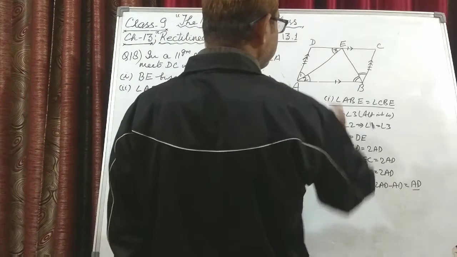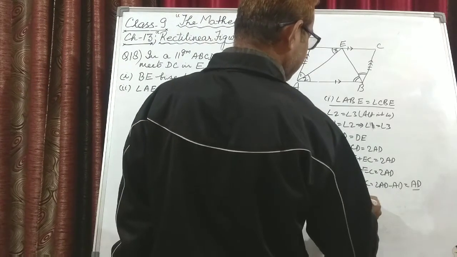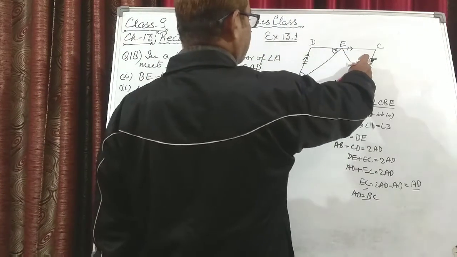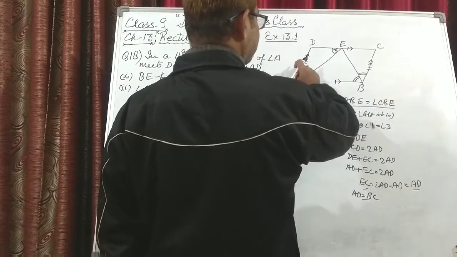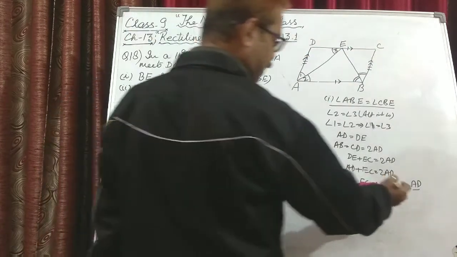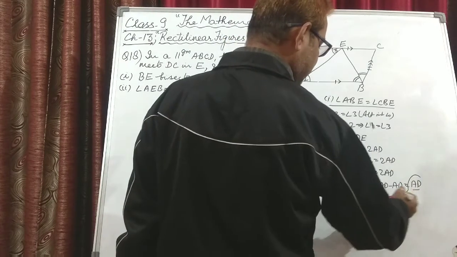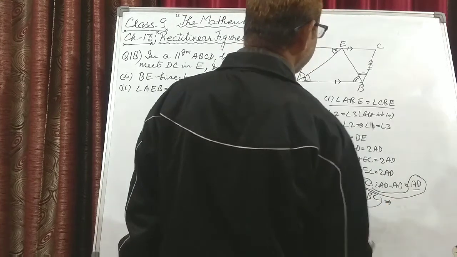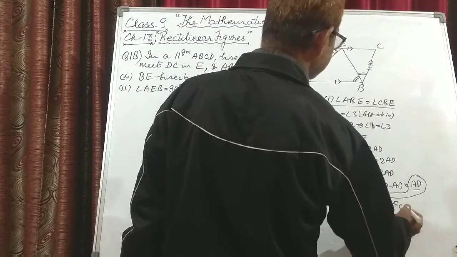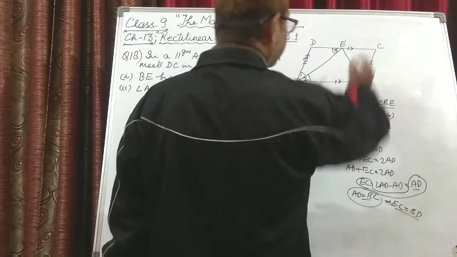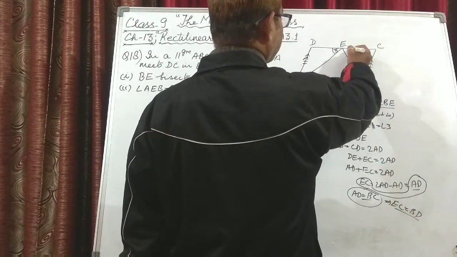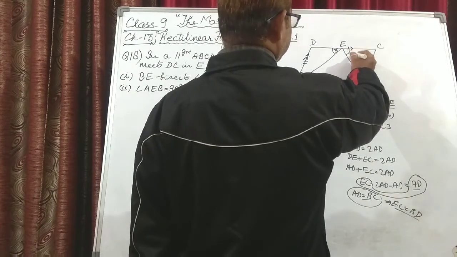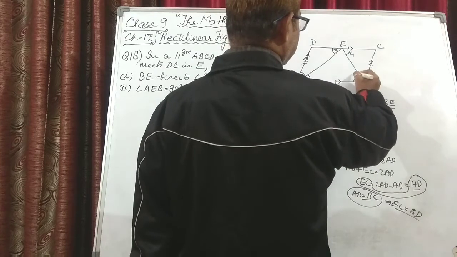At the same time, AD is equal to BC because they are opposite sides of a parallelogram. This is equal to this, as well as this is equal to this. We have proved that AD is equal to EC from this, and we have proved that AD is equal to BC. It implies that EC is equal to BC. Now EC and BC are equal. It means whatever is this angle, same as this angle. Let us say this is 3, this is 4, this is 5, and this is 6.